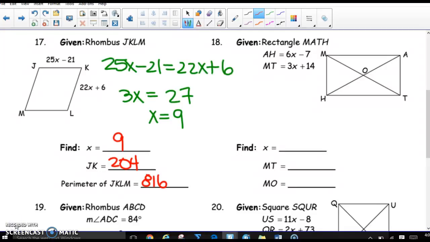If you got these to work out, move on to number 18. It's going to talk about some diagonals. If you didn't get these to work out, when you pause it, you should be asking for some help and then moving on to number 18. But pause this now.